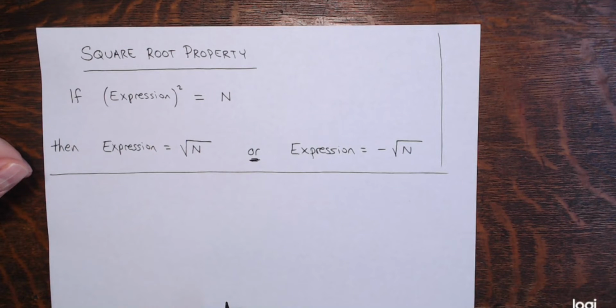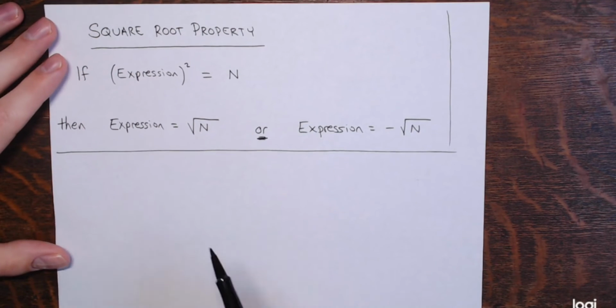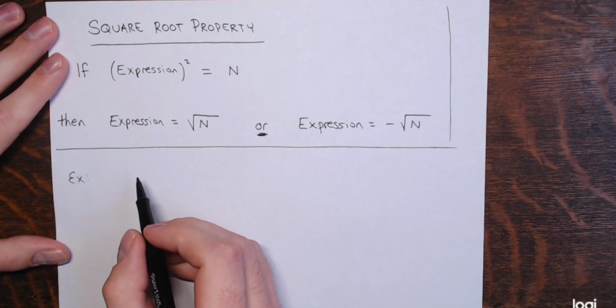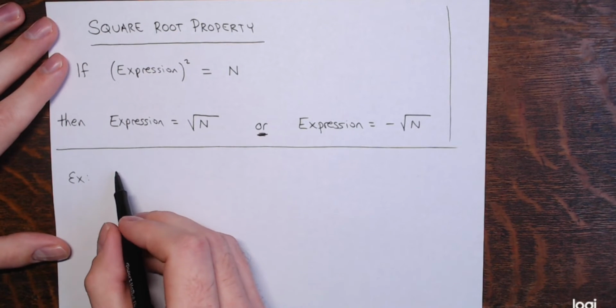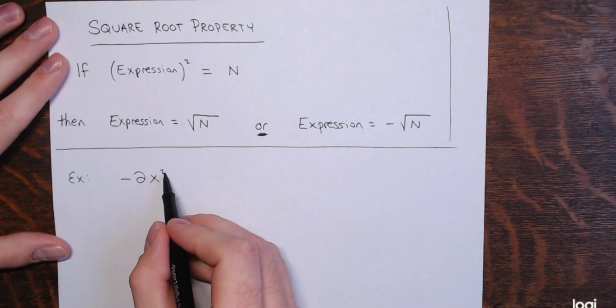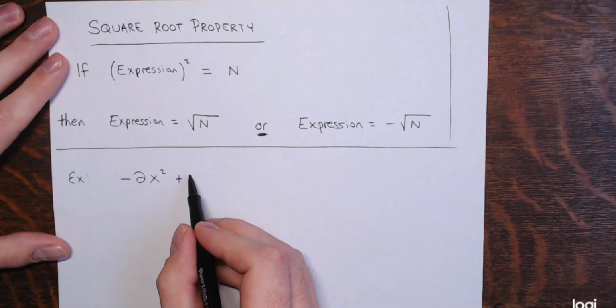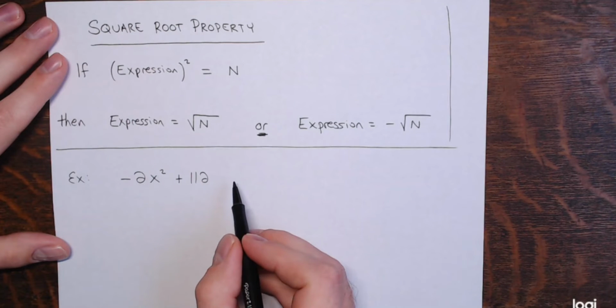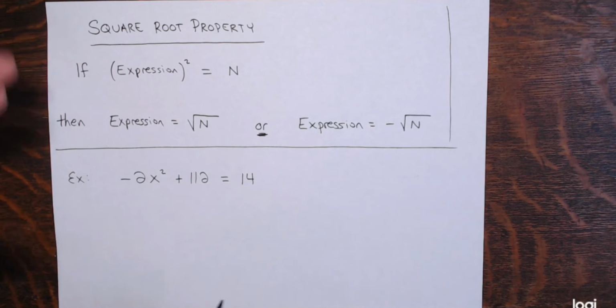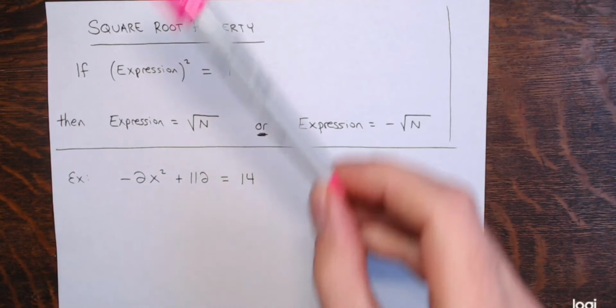So the example they're giving us, the first question, they're asking us to solve the following: negative 2 times x squared plus 112 equals 14. So here's a way you're going to be able to tell when you can use this square root property to solve a quadratic equation.